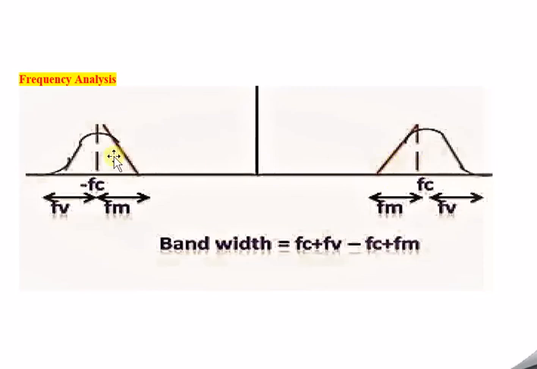Okay, so anyway, that is fine. But here, part of one sideband means this one they have considered, and here also we have considered the entire thing. That's why Fc plus Fv, minus Fc plus Fm. So this is all about frequency analysis of vestigial sideband modulation. I hope it is very clear.